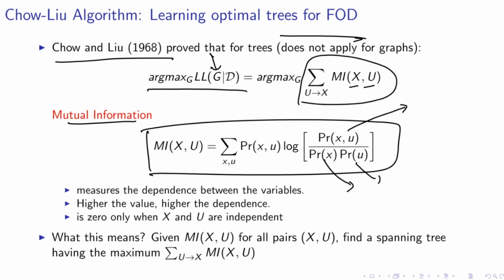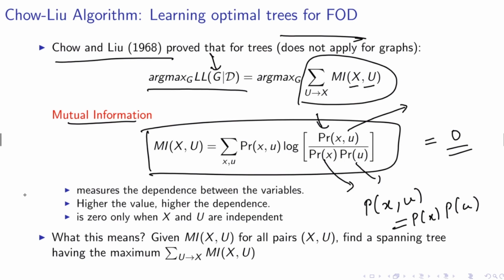Okay? So why is mutual information 0 when X and U are independent? Because when X and U are independent, we know that P of X comma U will be equal to P of X times P of U, which means that the ratio will be equal to 1, right? And log of 1 is nothing but 0. So in that case, the mutual information will be equal to 0. Okay? So it measures the dependence between two variables, and if the two variables are highly dependent, then their mutual information value will be high. Right? If the two variables are independent of each other, then the mutual information value will be 0.